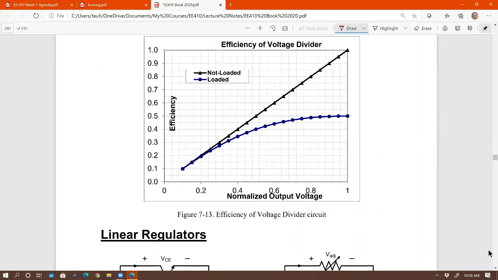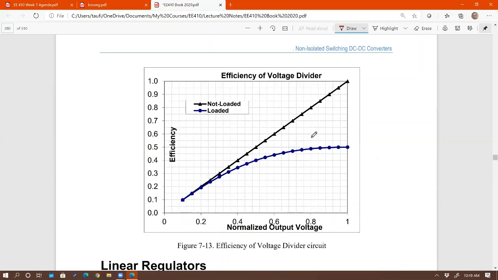Let me skip ahead on this one, right there. So you can see efficiency versus normalized output voltage, right? The blue one right here, that's loaded. And the straight line one, that's the not loaded one. That's V out over V in. That's why it's a linear curve. Whereas the loaded one is actually worse. Look at the maximum efficiency for the loaded efficiency.